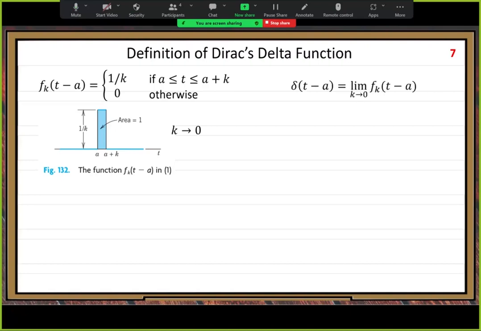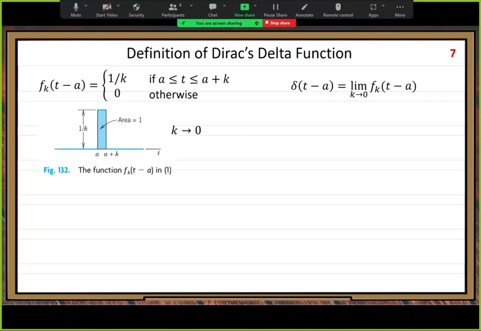All right. Look at that. So here we define the delta function, Dirac's delta function. What's the delta? We make k go to 0, the limit of the f sub k function. That's the definition of the delta function. But the question is, does the limit exist? By calculus, the limit does not exist. The limit goes to infinity.